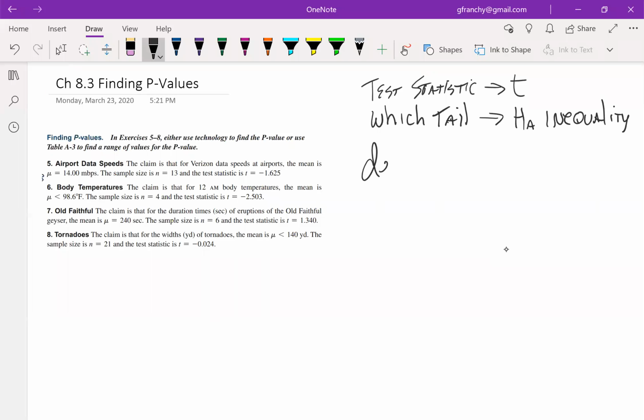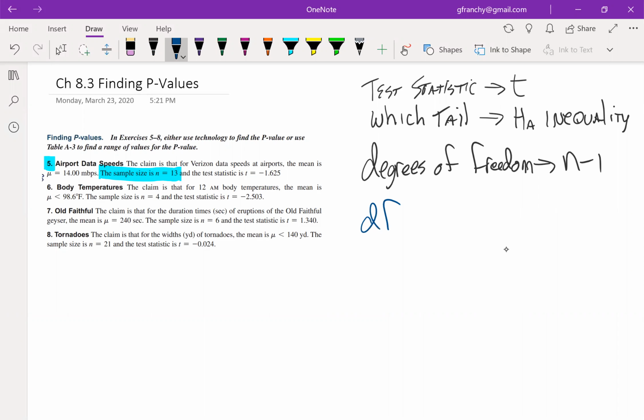And then we also need the degrees of freedom, which in this case is one less than the sample size. So taking a look at question 5, let's do the easy things first. So our degrees of freedom here is going to be 13 minus 1. That's going to be 12.